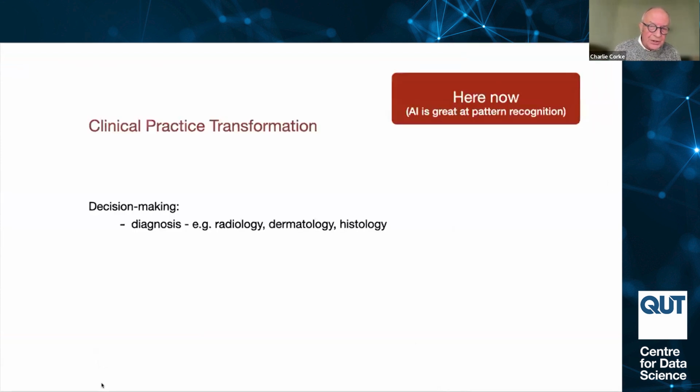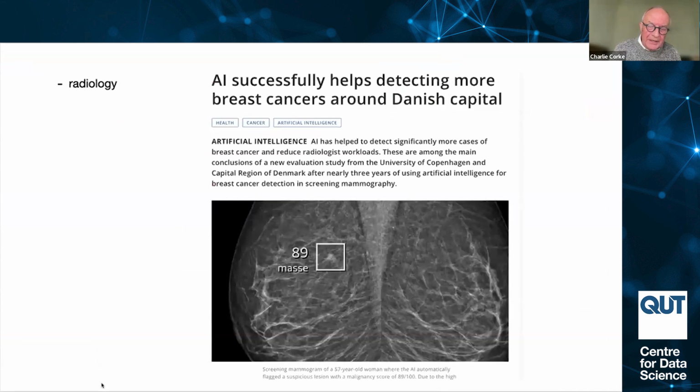In diagnosis, in radiology, dermatology, histology, and other things, pattern recognition AI is amazing. It's already been shown that for mammograms, which are quite difficult to interpret, AI does better than experienced radiologists in picking up early cancers. So radiology is all pattern recognition, and AI will love it and is already taking over.